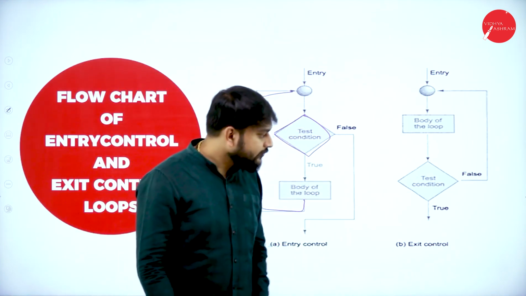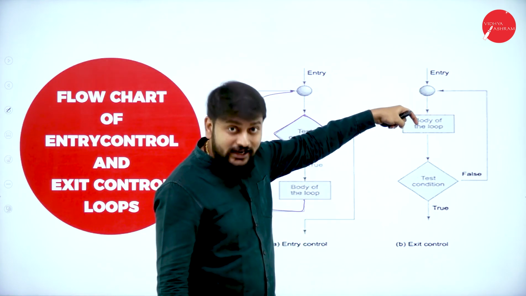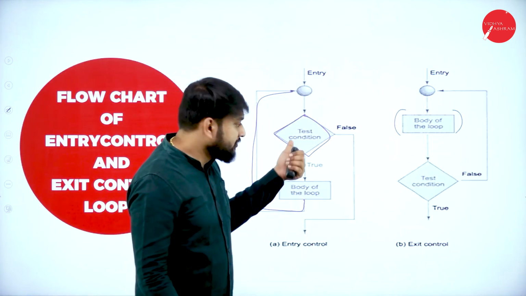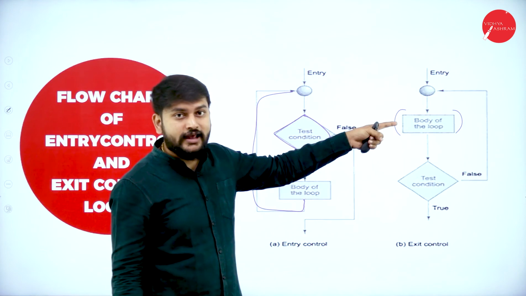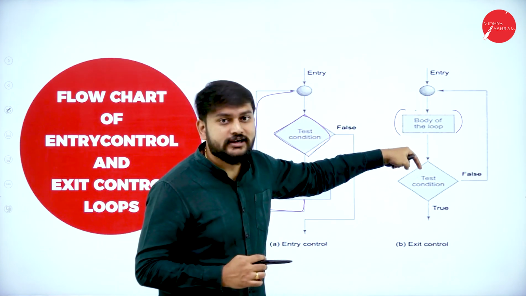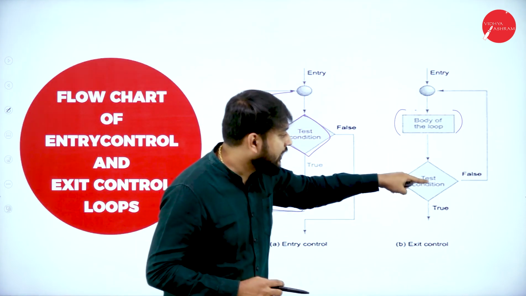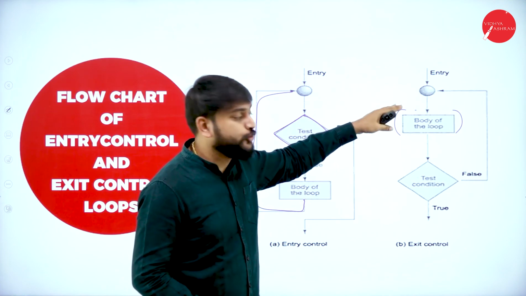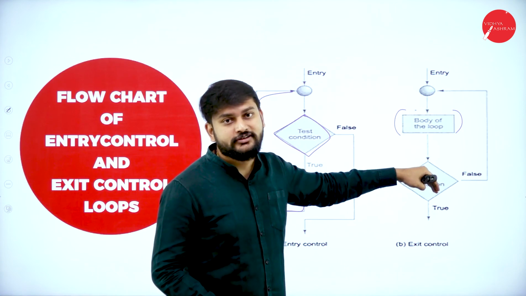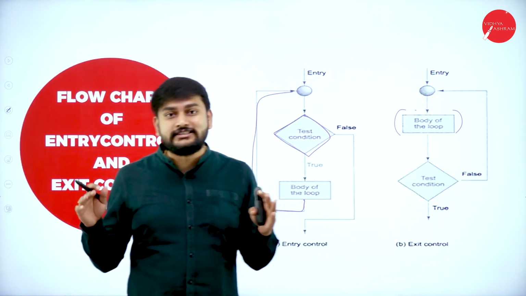Same thing here. Observe here. First it will take the entry, then it will go inside the body of the loop. You need to observe this flowchart. Here it is testing the condition, but here it is not like that. Once it executes the body of the loop one time, then it will test the condition. First, I don't have the condition here as I told you. So first directly it comes to the body of the loop and then it tests the condition. So that's what you need to remember. So guys, this is what we call an exit control loop.